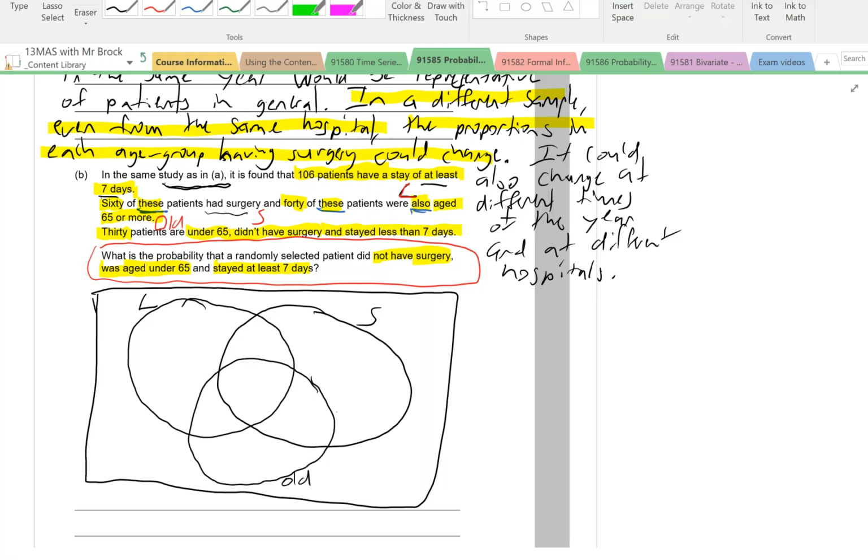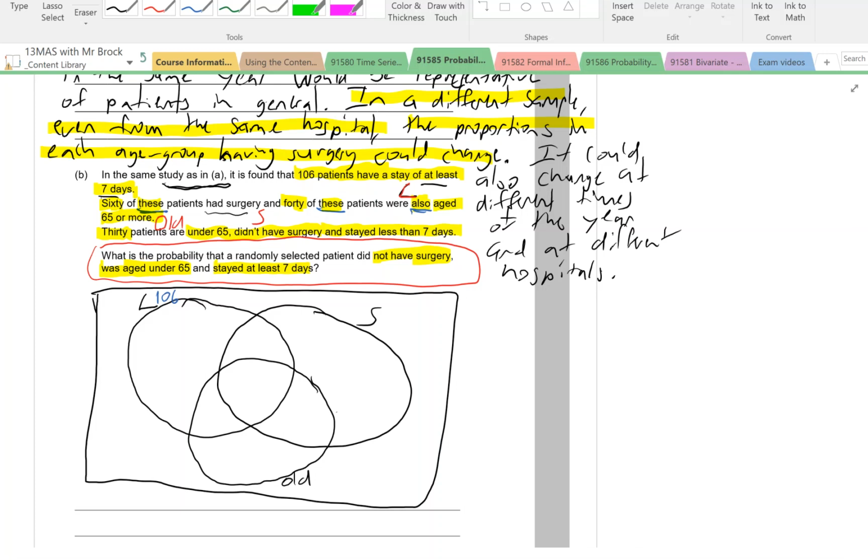Okay, now we need to start filling in what we're told. So, 106 patients have a stay of at least 7 days. So that is the long category, so that's the long circle. So that's going to go, because it's the whole circle, I'm going to put it at the top like a heading. So 106, use a different colouring pen.